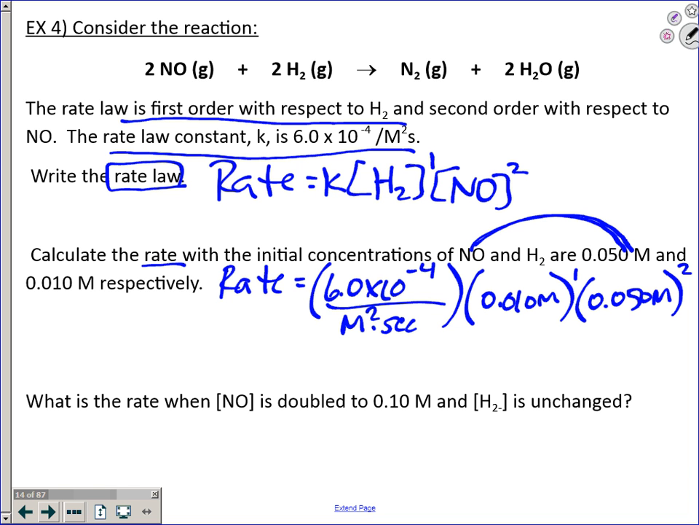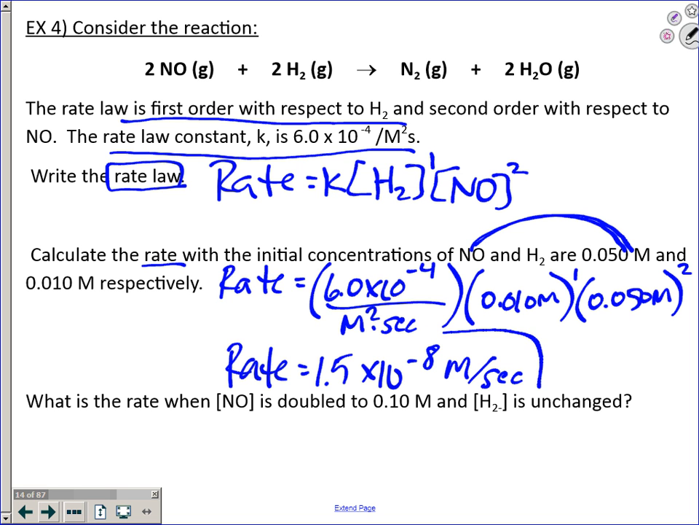Okay, so what did you guys get numerically? Rate is what? 1.5 times 10 to the negative 8. What are the units? Molar per second. So this molarity and this molarity squared gives molarity cubed. Molarity cubed cancels with molarity squared by canceling two molarities out, leaving one molarity on top and the second still remaining on the bottom. That should make sense because rate is always molarity per second.